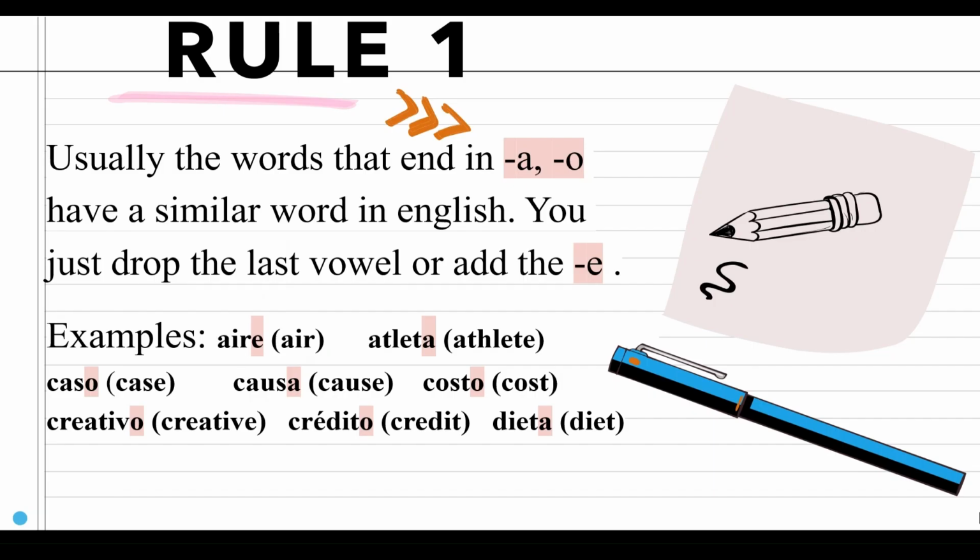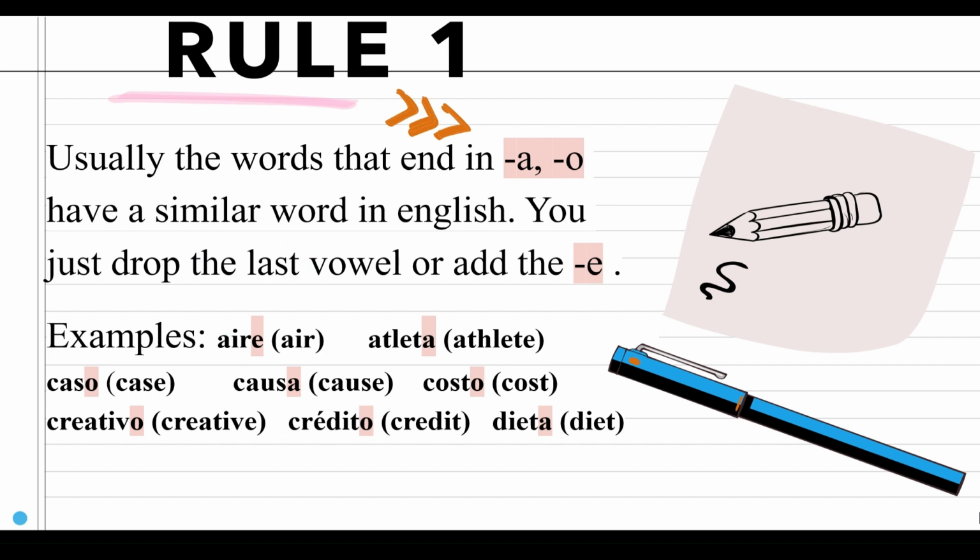We have a couple of rules to know how we can make those kinds of cognates. The first rule says, usually the words that end in A or O have a similar word in English. You just drop the last vowel or add the letter E. We are going to see some examples. The first one, aire. As you can see, the word in English is air, right? You just drop the E and then you make it in English, right? Or the opposite way, you just add the E and then you have the word in Spanish, aire.